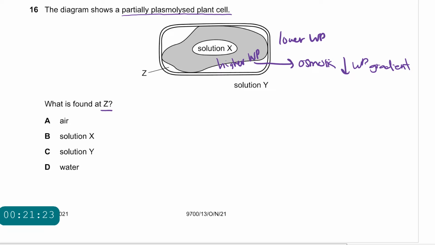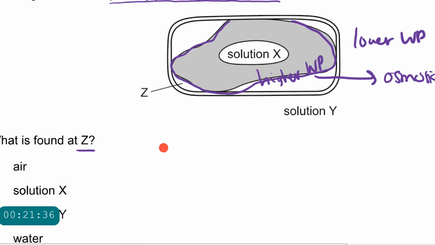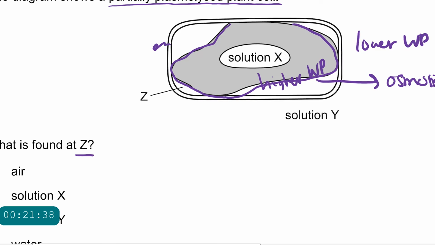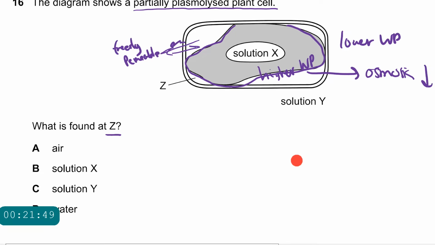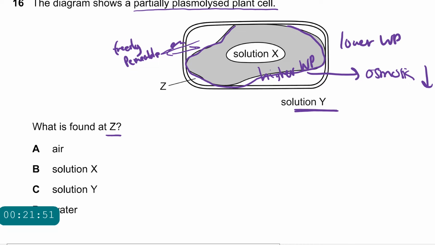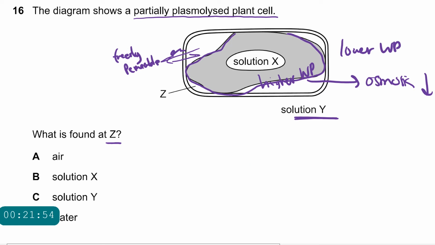Once the plant is plasmolysed, the cell surface membrane shrinks inside the plant cell while the cell wall stays in place because it has a supporting material such as cellulose. If you don't know, the cell wall is actually freely permeable, meaning any substance could possibly pass through. So here we have solution Y. Once it's plasmolysed, solution Y could easily go inside the plant cell. So C is going to be the answer.